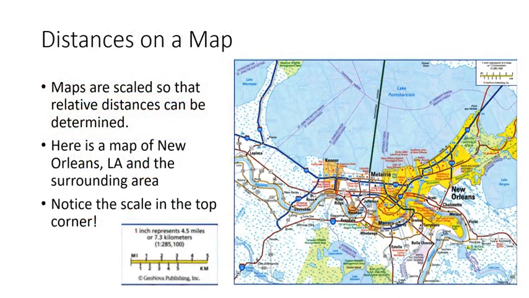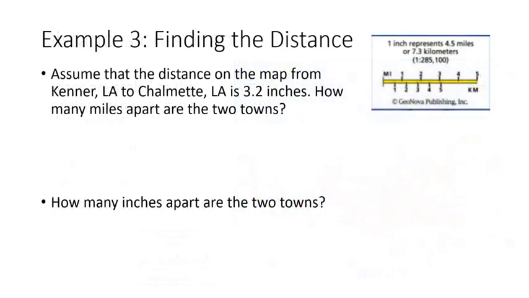Scales also help when we're dealing with distances on a map. Here you have just an atlas map of the city of New Orleans and the surrounding area. Notice the scale up here on the top. It tells you that 1 inch represents 4.5 miles. And so we can use this to solve problems about the map. So assume that the distance on the map from Kenner, Louisiana to Chalmette, Louisiana is 3.2 inches. How many miles apart are the two towns?